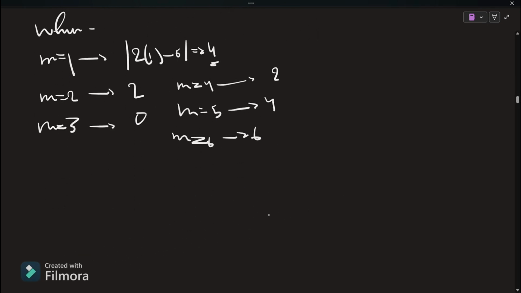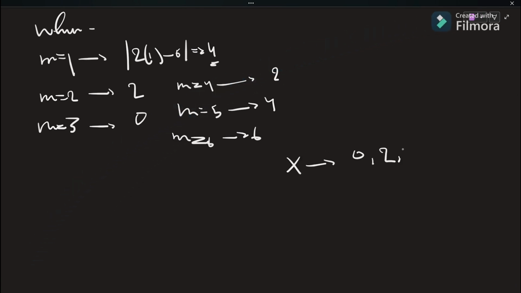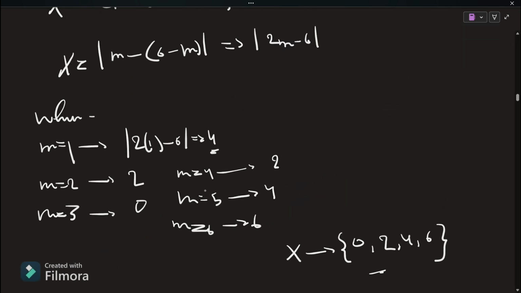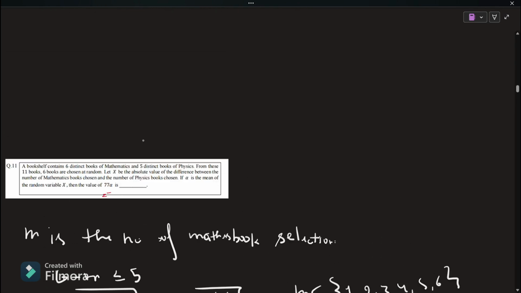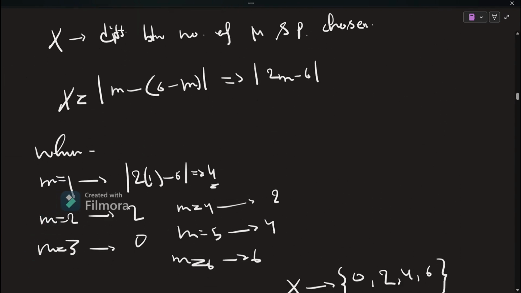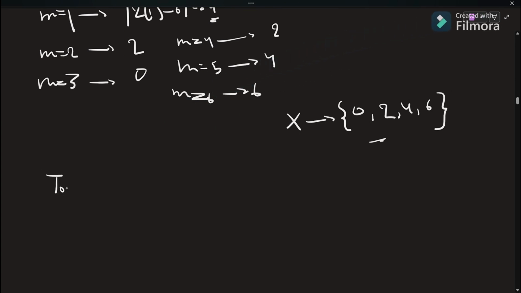Okay, so the possible values of X are 0, 2, 4, 6. Okay, these are the possible values of X here. So now we will find the probability of X. So the total number of ways to choose 6 books out of 11, the total number of chosen books will be 11C6.